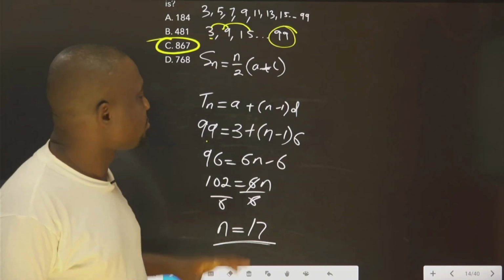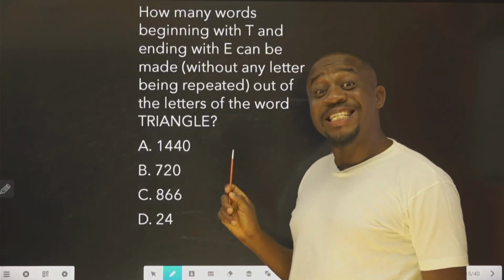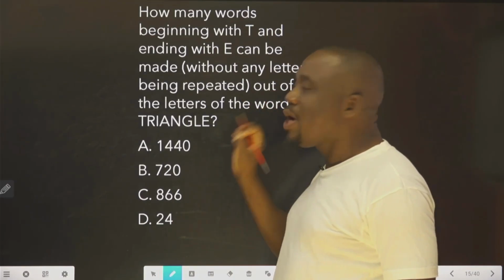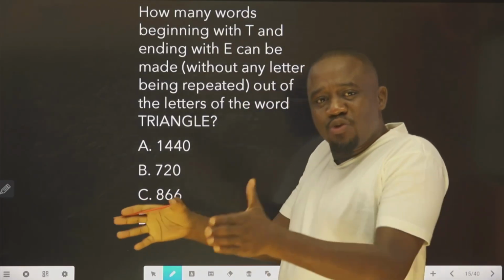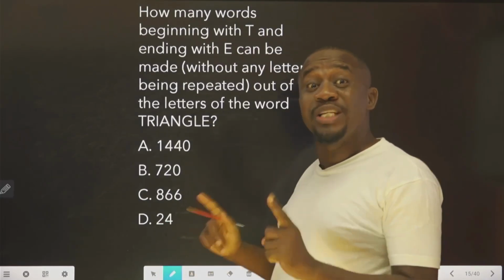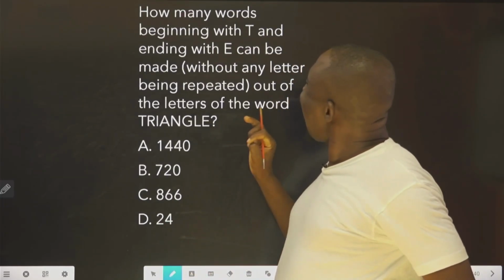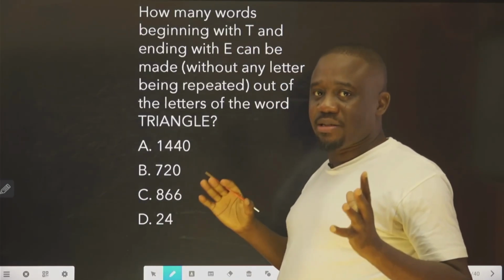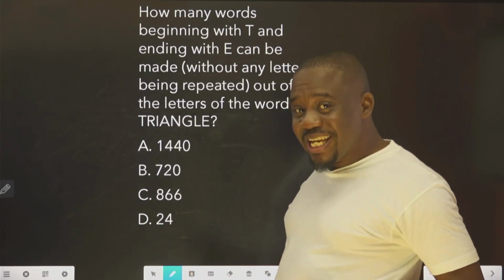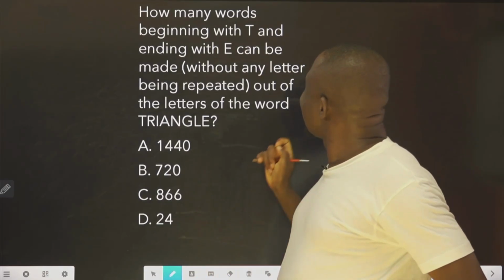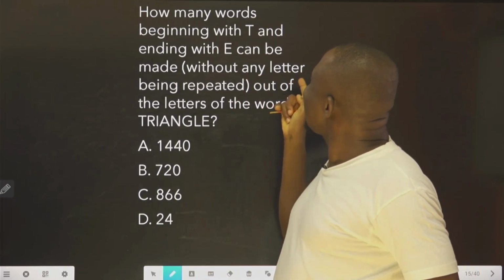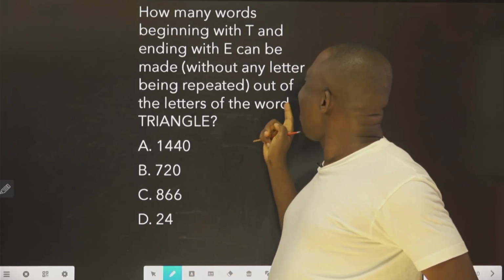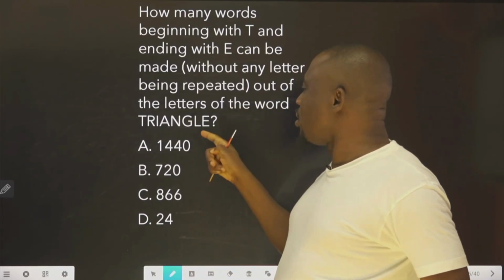Arithmetic progression. Okay? Let's look at this. It says, how many words beginning with T? The words we are going to form must begin with T, and end with E. All the words must start with T and end with E. They can be made without any letter being repeated. There is no repetition out of the letters of the word triangle.